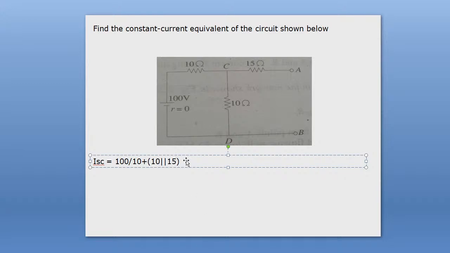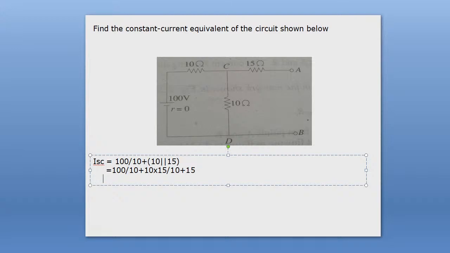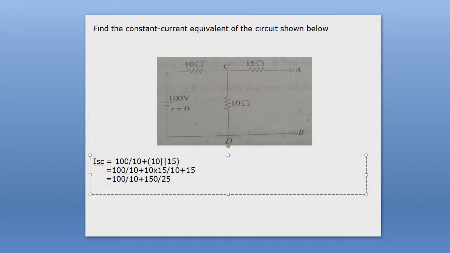So therefore we can write here 100 volt divided by 10 plus 10 into 15 divided by 10 plus 15. Okay, so this is equal to nothing but 100 divided by 10 plus 150 divided by 25. So now you tell me what is the value of short circuit current.